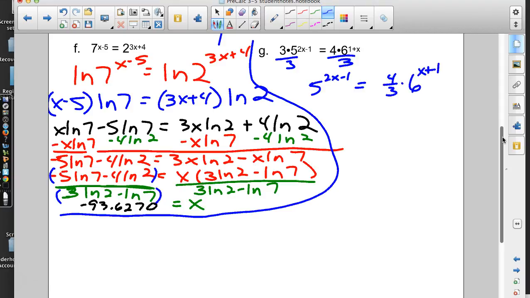I'm going to make that x plus 1. I don't like the 1 plus x. It doesn't matter. It's commutative. Natural log. Would you have to divide the 6 by the 3 too?